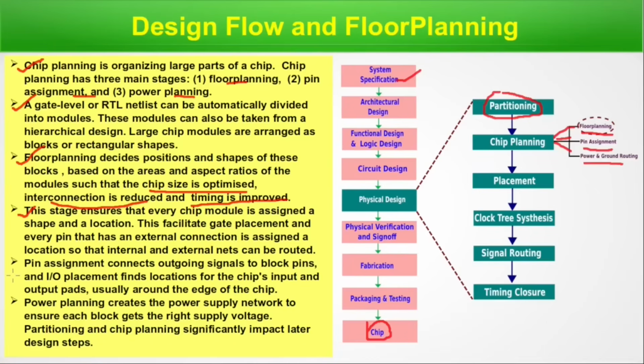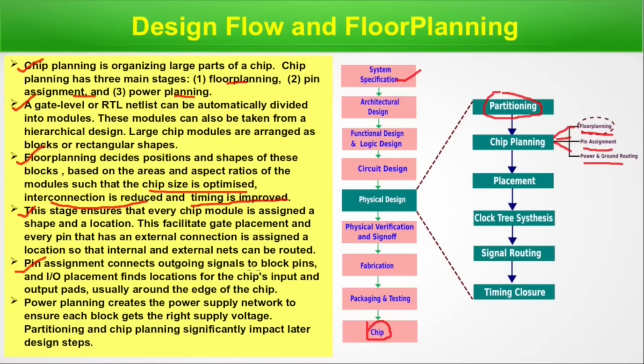Now, pin assignment, the second part of chip planning, that is after floor planning, that is pin assignment. Pin assignment connects outgoing signals to the block pins, and IO placement finds locations for the chip's input and output pins, usually around the edge of the chip. So pin assignment does this.